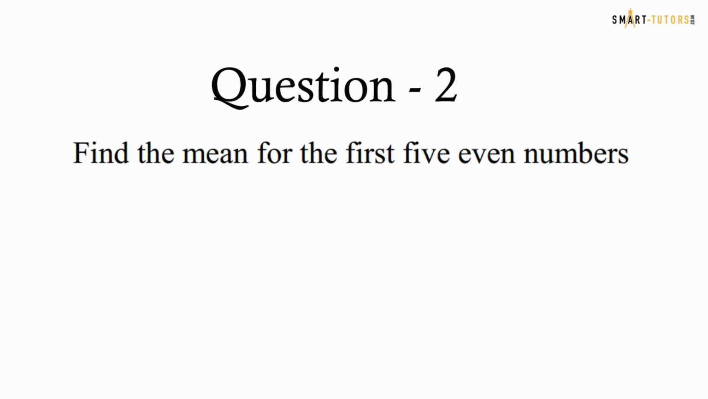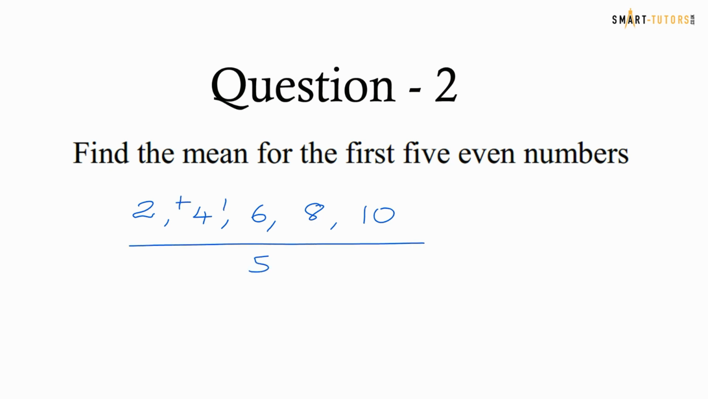Question number 2. Find the mean for the first 5 even numbers. The first 5 even numbers are 2, 4, 6, 8, 10. So these are the first 5 even numbers. So add them up and divide by how many of them. So there are 5 numbers, so you need to basically add them up. There's no hard and fast rule for how fast you can add this one. The way I do is 2 plus 8 is 10, 10 plus 10 is 20, 20 plus 10 is 30. So 30 divided by 5 equals 6.